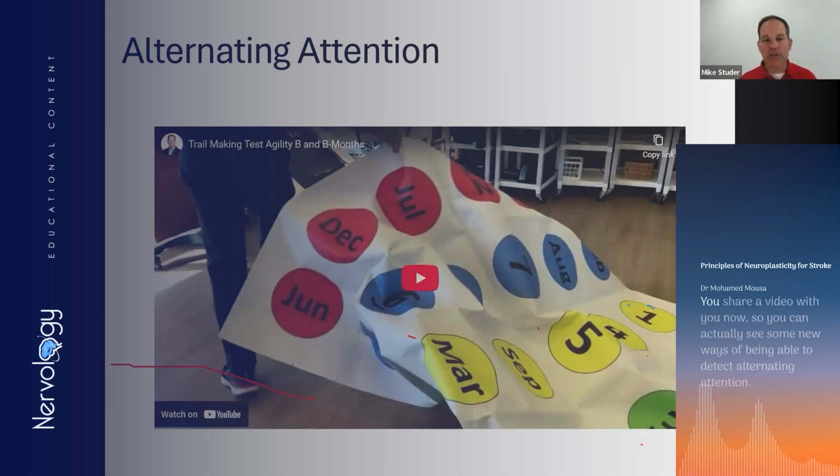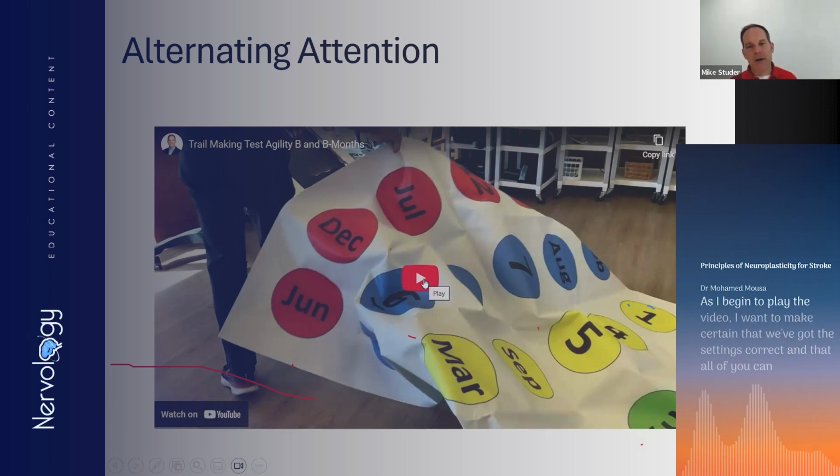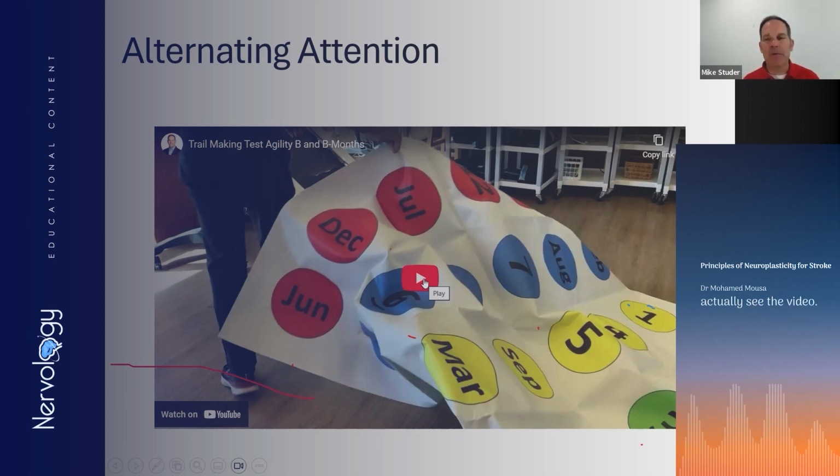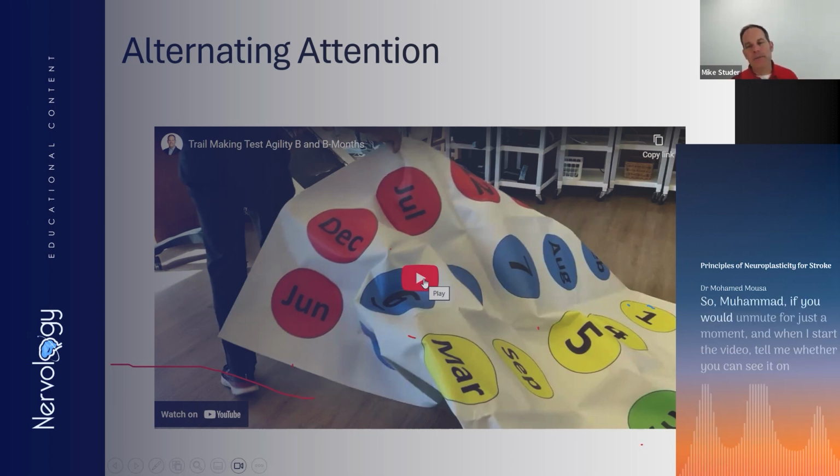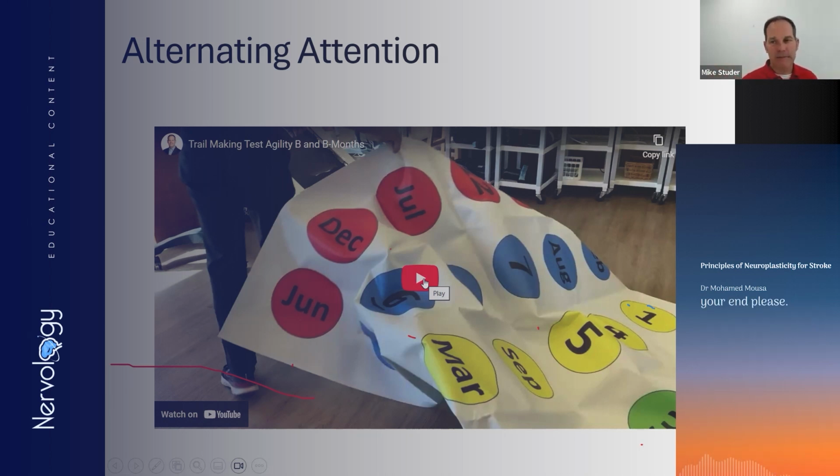I'd like to share a video with you now so you can actually see some new ways of being able to detect alternating attention. As I begin to play the video, I want to make certain that we've got the settings correct and that all of you can actually see the video. So, Mohamed, if you would unmute for just a moment, and when I start the video, tell me whether you can see it on your end, please.